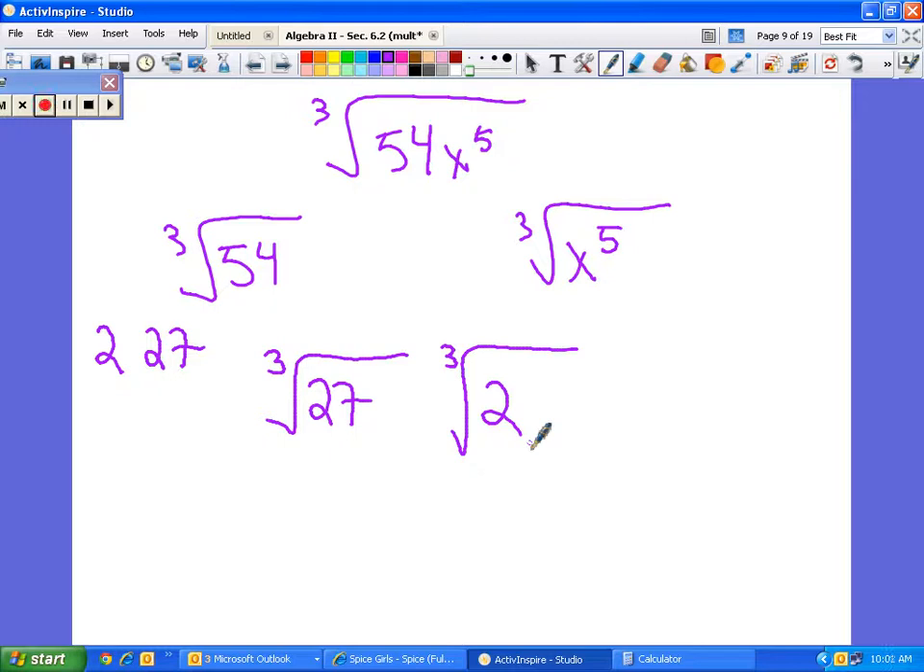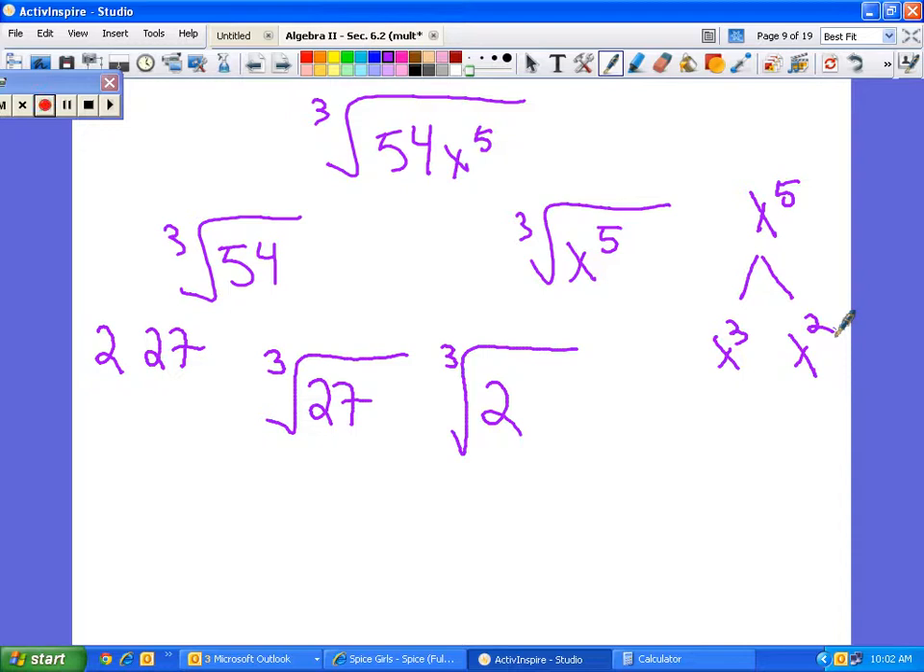Okay, now I come over to x to the 5th. Now what we're going to do is we're going to break this up into 2 factors, but what we're looking for is the largest multiple of the index. So in this case, we want the largest multiple of 3 that's less than 5. So the largest multiple of 3 that's less than 5 is 3. So what I'm going to do is I'm going to break my x to the 5th up into x to the 3rd and x squared. Again, I'm looking for the largest multiple of whatever my index is. In this case, it's 3. That's less than the exponent underneath the radical sign, which is 5.